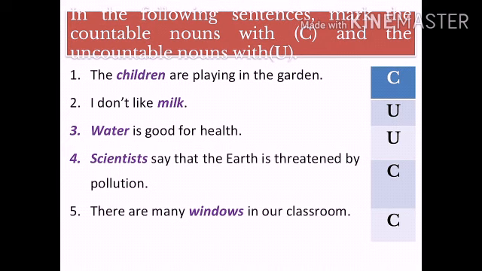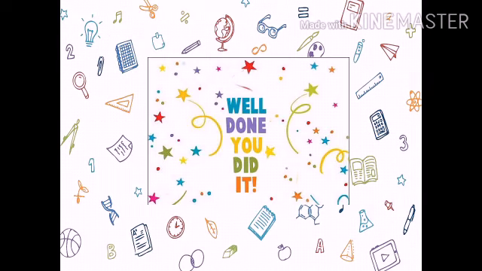Scientists say that the earth is threatened by pollution. Scientists, what is it? It is a countable noun. Fifth question, there are many windows in our classroom. Windows. Think, you can count the number, isn't it? So that is obviously a countable noun. Very good. So well done. You did it.